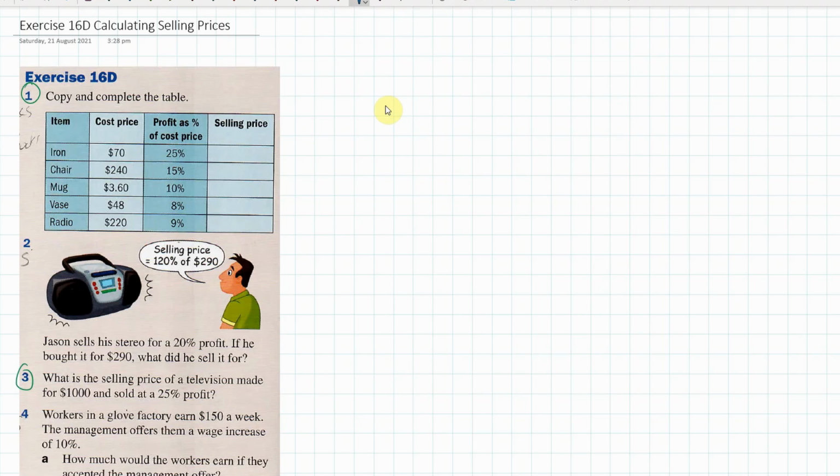Today we're looking at calculating selling prices from Exercise 16D. So I'm going to work through all of the questions that you have and write my answers here, so hopefully this will help if you're getting stuck. Okay.